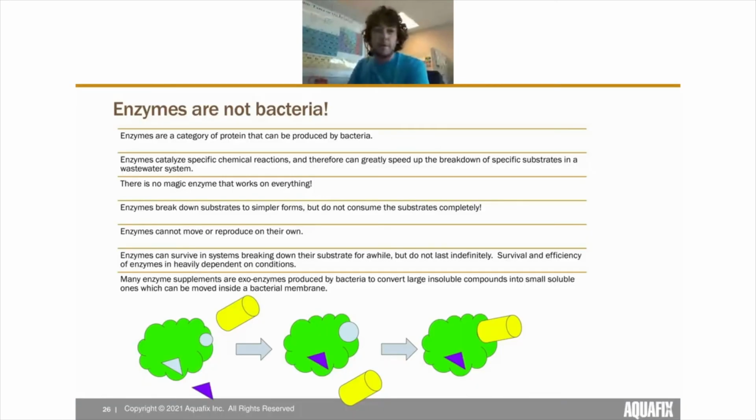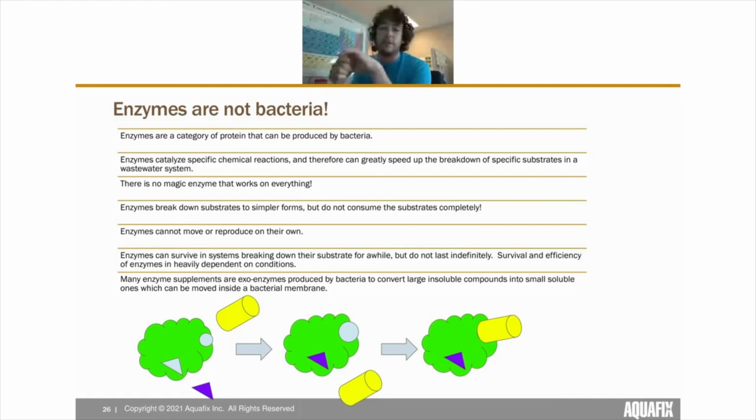So enzymes are not bacteria. It's best to not get them mixed up because one of the keys is that enzymes can be produced by bacteria, but they cannot produce themselves. When you add an enzyme in a system, it will always exit the system in the hydraulic retention time present. The other thing that will be the case for an enzyme is the more reactions that are catalyzed by an enzyme in a system, the enzyme will eventually sustain damage and become no longer active.